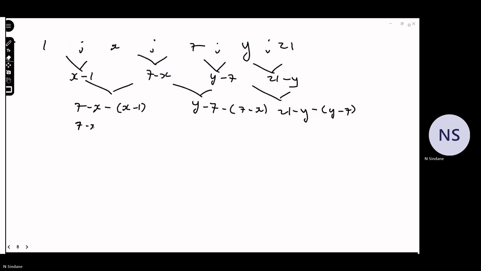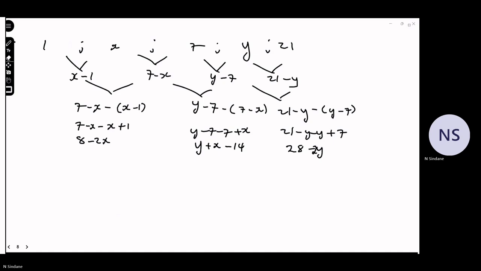We will have 7 minus x plus 1, y minus 7 minus x, which is actually plus x, and then 21 minus y plus 7. This gives us 8 minus 2x, y plus x minus 14, and then this one will be 28 minus y, which is actually 2y. This is what we have now.